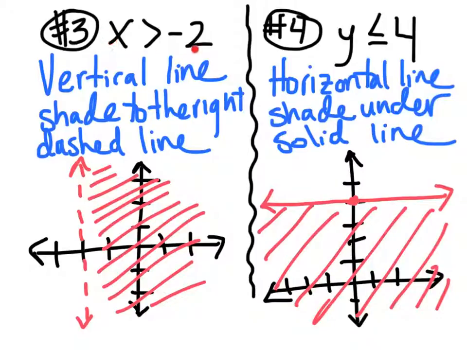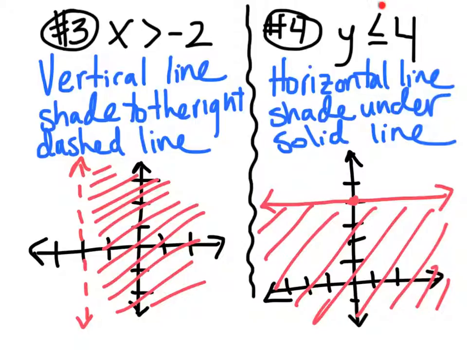So x, if it's x equals a number, that's a vertical line, which I know is confusing. This is the x-axis, but x is a number. See how every point on this line would have an x coordinate of -2? Okay, so it's a vertical line. Because x is greater than, we're going to shade to the right, meaning everything that is greater than -2, like 0, 1, 2, 3, 4. If it were x is less than, we would shade to the left. It is not an or equal to, so it is a dashed line. So we have a vertical line that is dashed, and we shade to the right.